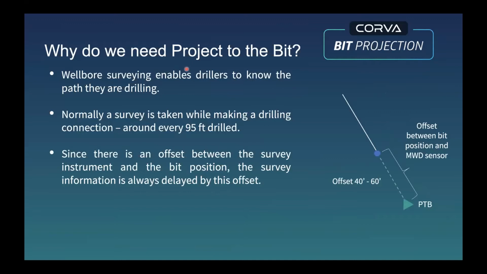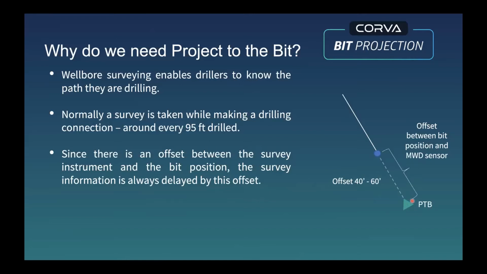to explain why we need projections is our survey stations are typically about 40 to 60 feet behind where the actual bit is. So if the rig was drilling right now, right here, and they needed to get another stand of drill pipe to continue drilling, they would get a survey and then they'd project ahead to the bit. So this distance is an offset distance between the bit and the sensor in the MWD tool.